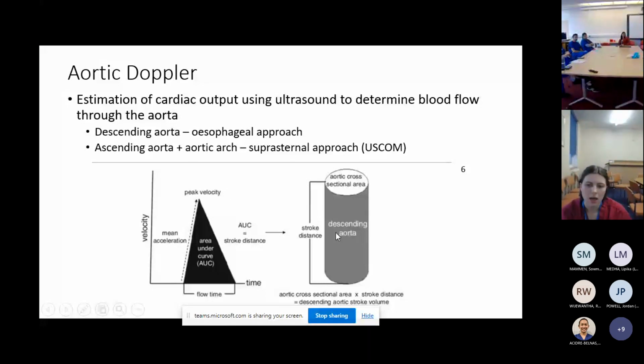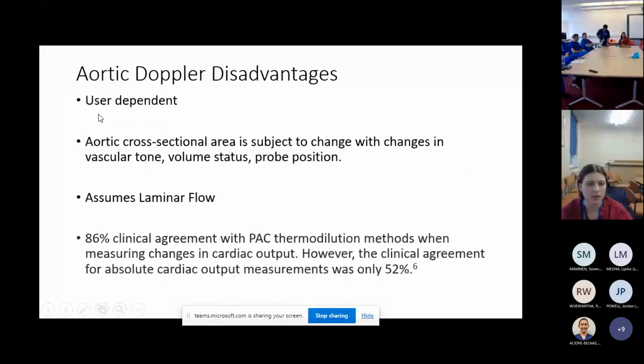The other problem with this is that estimating the aortic cross-sectional area is quite unreliable. If there's a small change in the probe position, then that can really affect the measurement for the cross-sectional area. It also assumes laminar flow in the aorta. As I say, the aortic cross-sectional area is subject to change very quickly with a change in vascular tone or volume status, and as I said, probe position. And as with all ultrasound techniques, it's user dependent. So it needs someone who knows how to position the probe and how to interpret the findings as well.